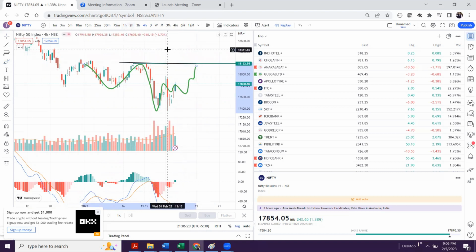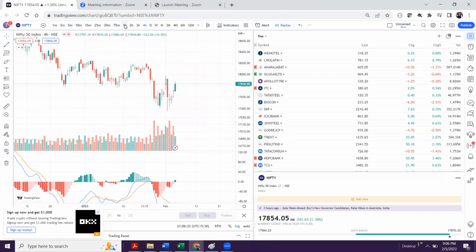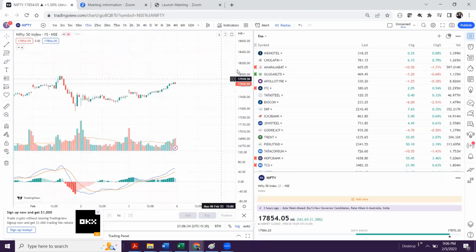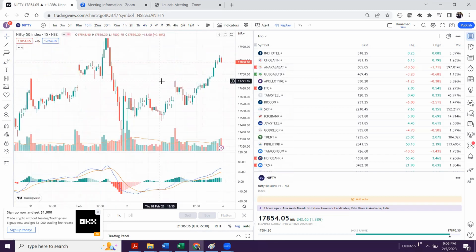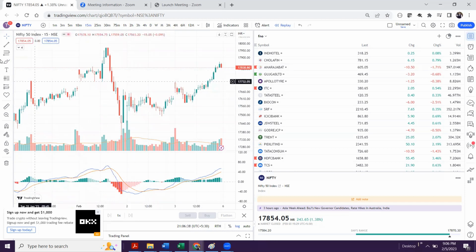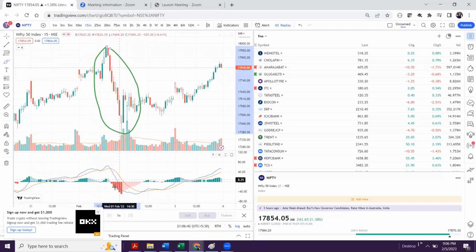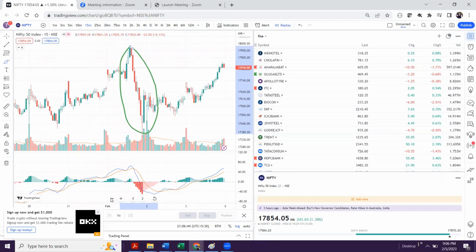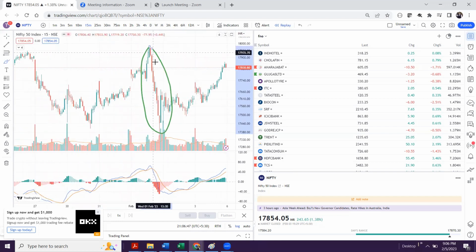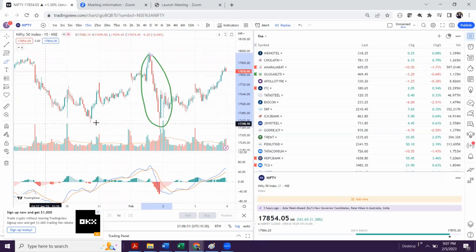Now let us also review what exactly happened on the budget day. Let us go to the 15-minute chart. If you see, this is the budget fall. This whole move is the budget fall, and it was in the news that due to the budget this is falling. But as a wave trader, all this is an expected move, and let me show you how.